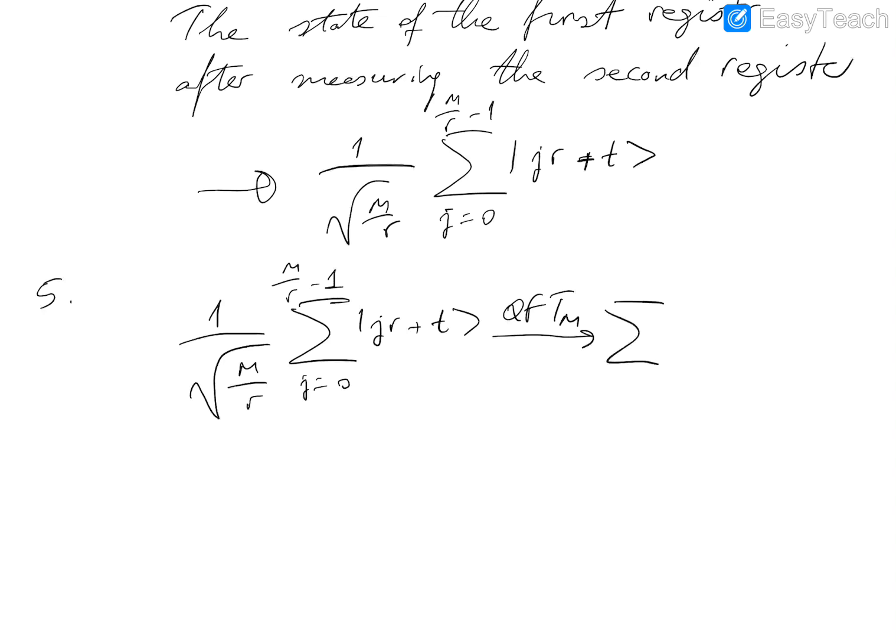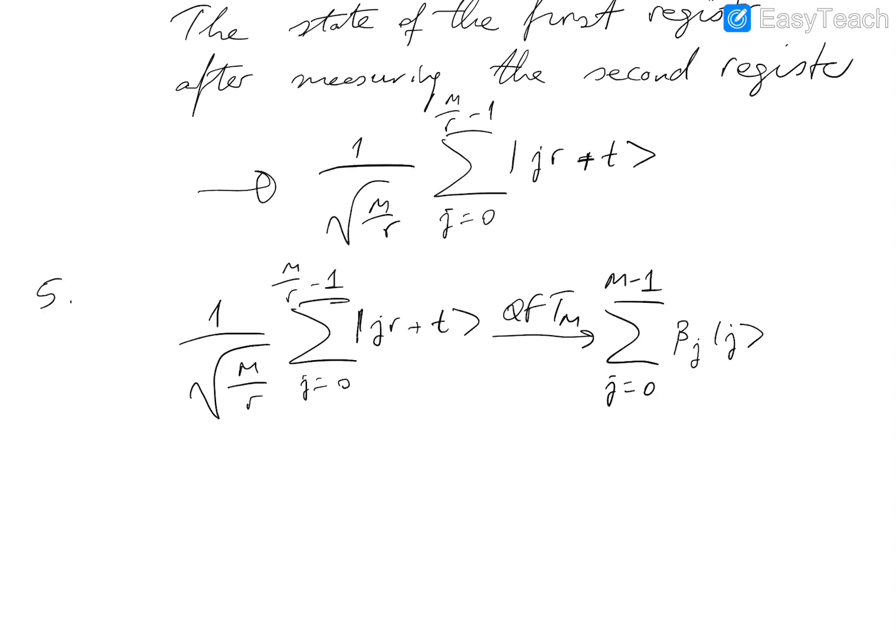This state will be mapped to, after applying the quantum Fourier transform, something along the lines of summation j equals 0 up to n minus 1, some amplitude beta j. It will eliminate the offset and it will change the amplitudes. Alright, so we need to figure out what beta j looks like for each j.